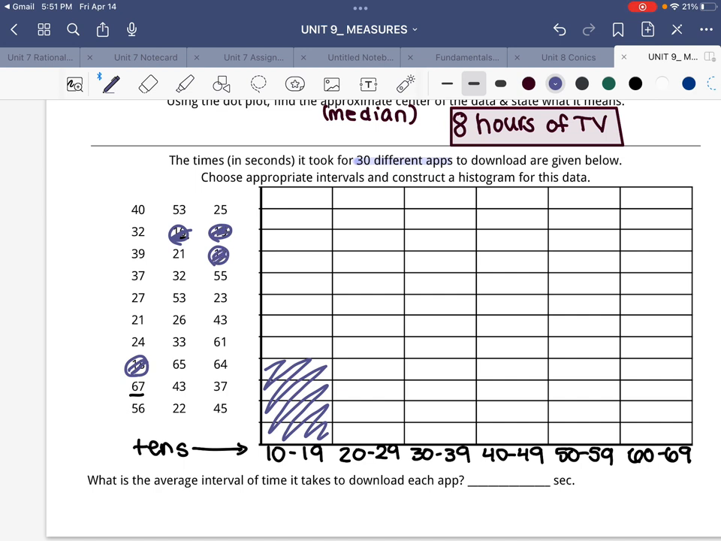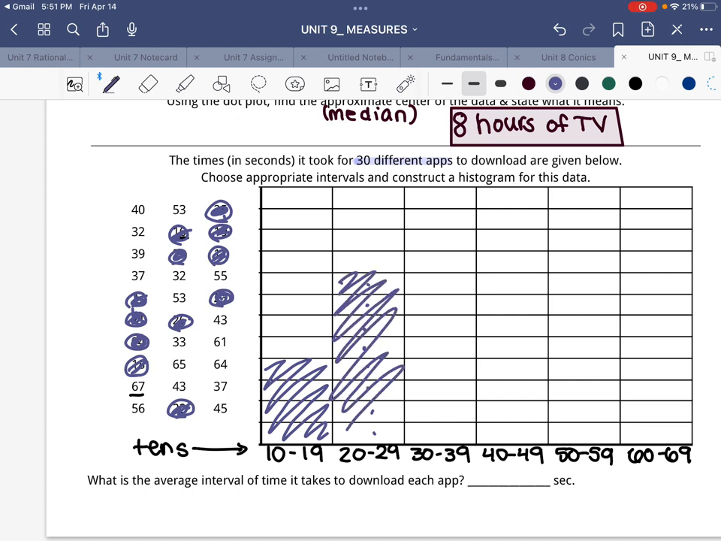Then I do the same thing for the 20s. I see 27, 21, 24, 22, 26, 21, 23, 25. That's 1, 2, 3, 4, 5, 6, 7 numbers. 8 numbers, sorry, I missed one. So 1, 2, 3, 4, 5, 6, 7, 8. So I'm going to count 8 squares up and just shade each box in.